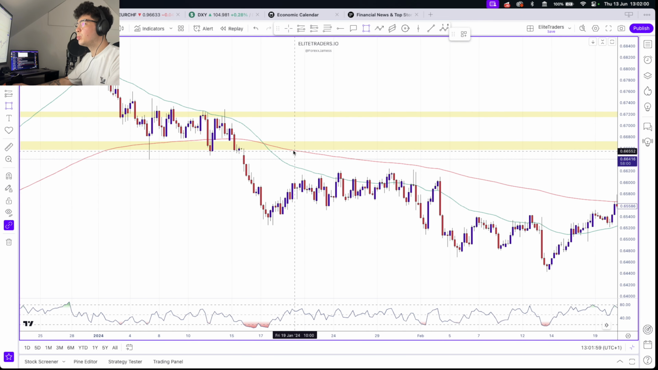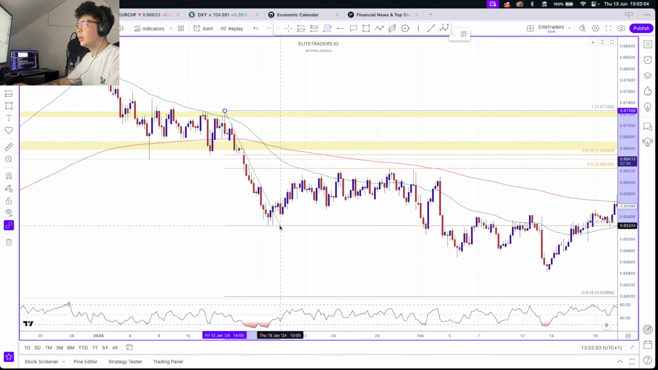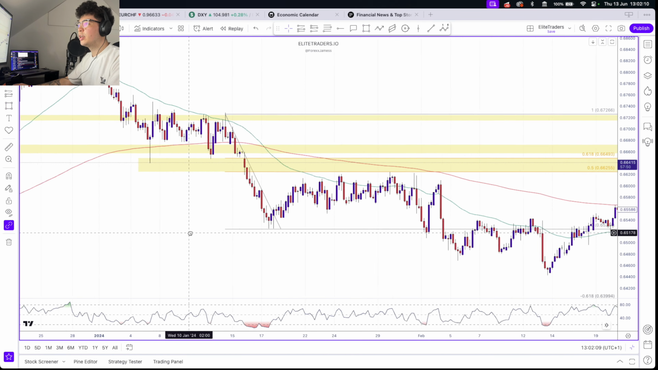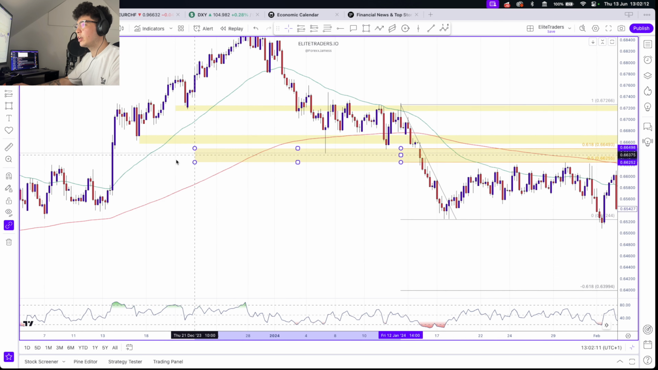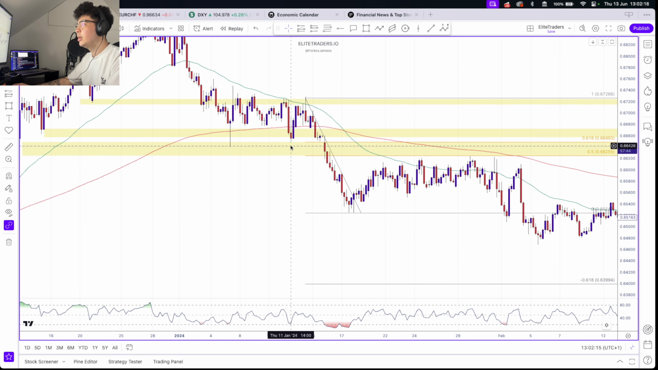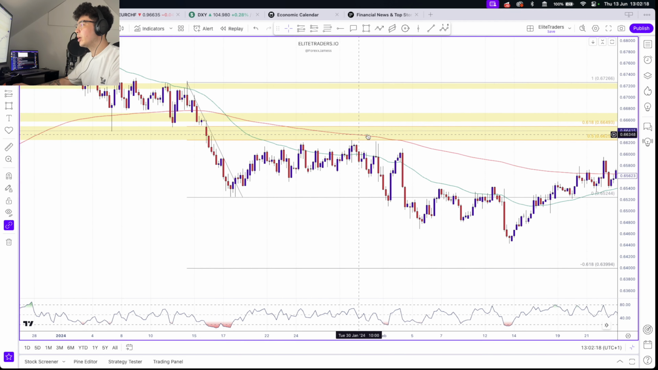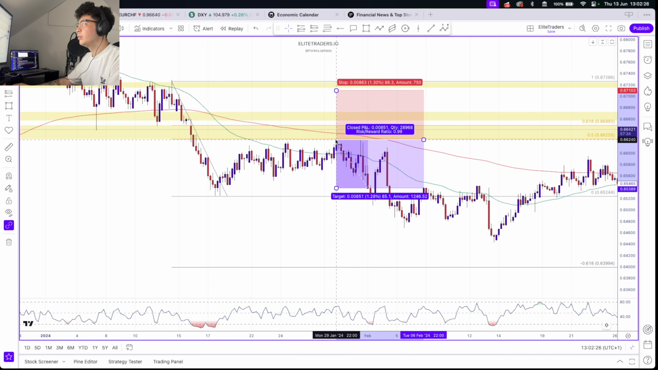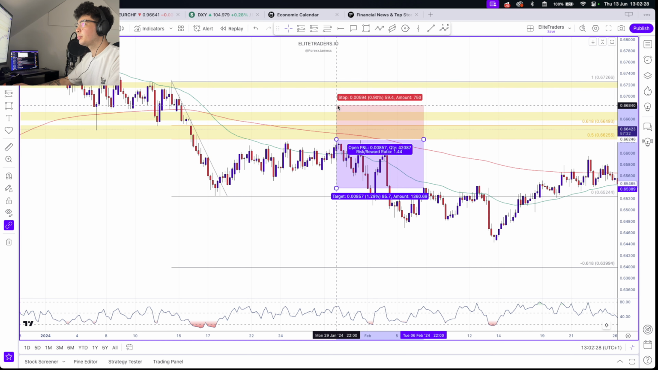So all we need to do is draw our levels. So we can draw a fib, and then we can draw our support here. And you can see that this isn't a perfect level actually, but it will do. So we've got this wick that respected it, another one here, and we also have the 50%. We've got the 200 moving average right here. So we would wait for price to hit, which it did here. So it hit the 50% pullback.